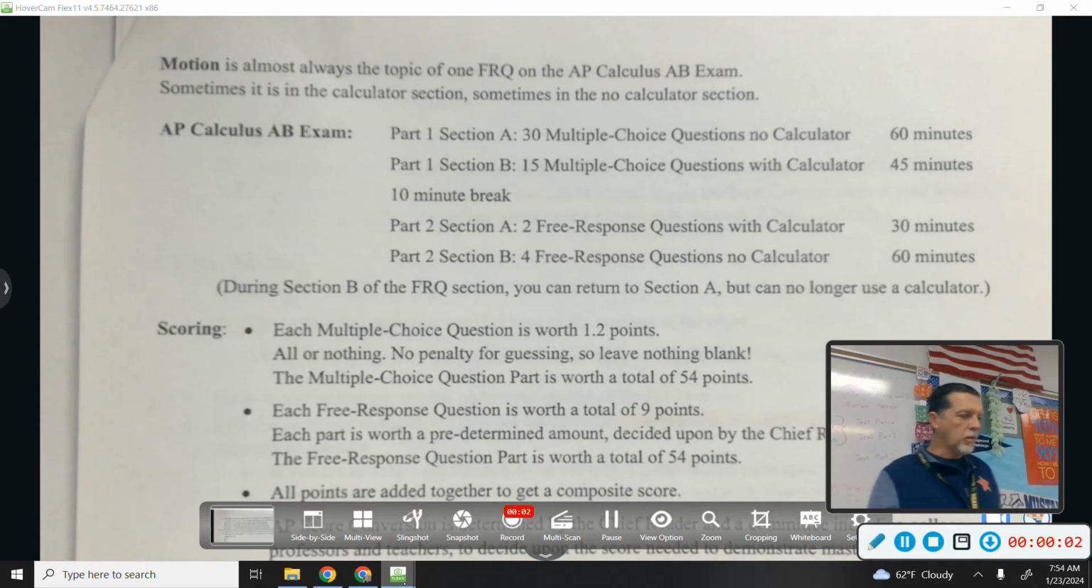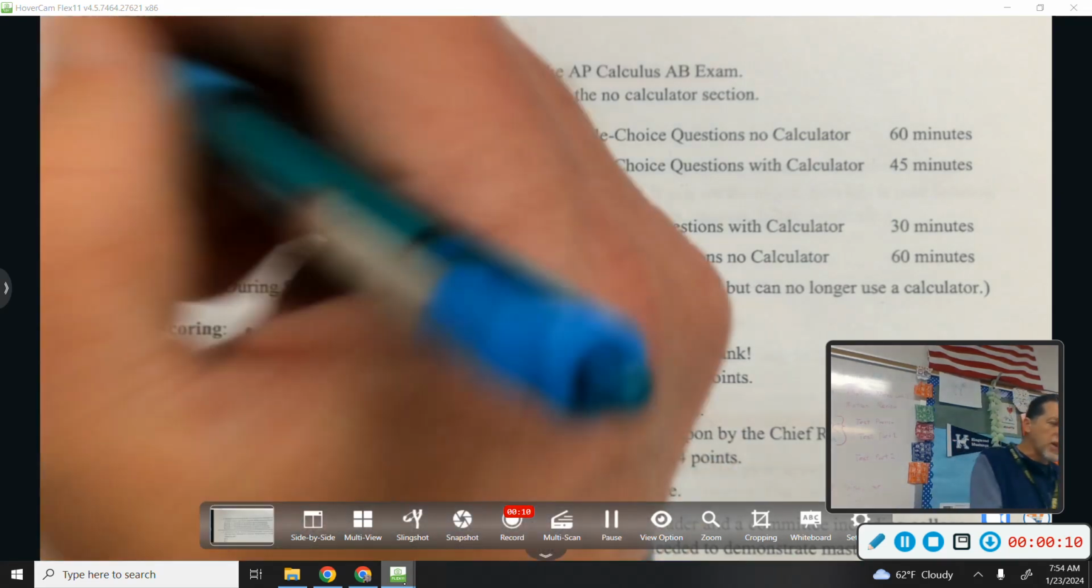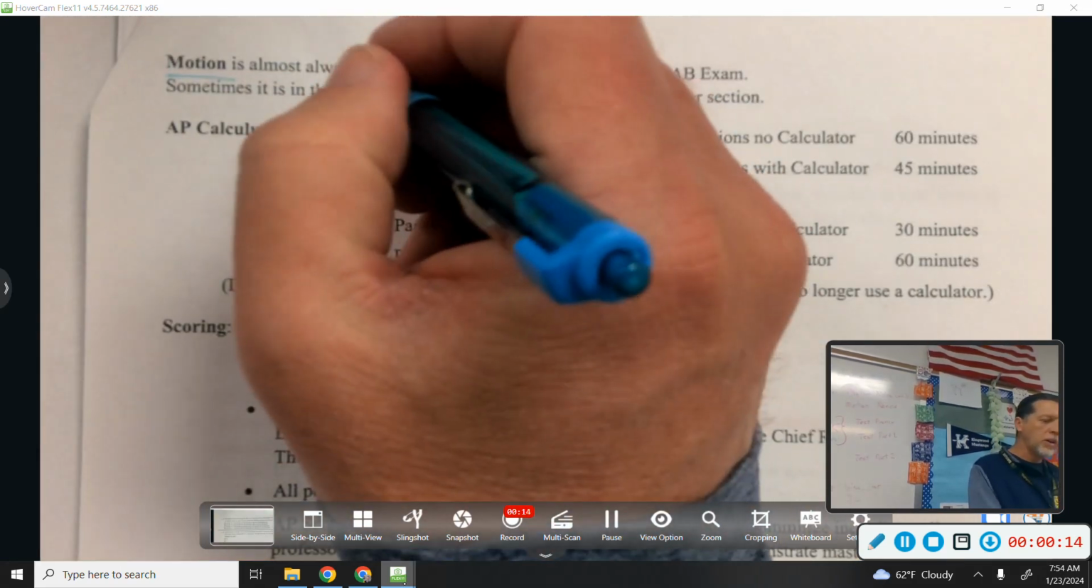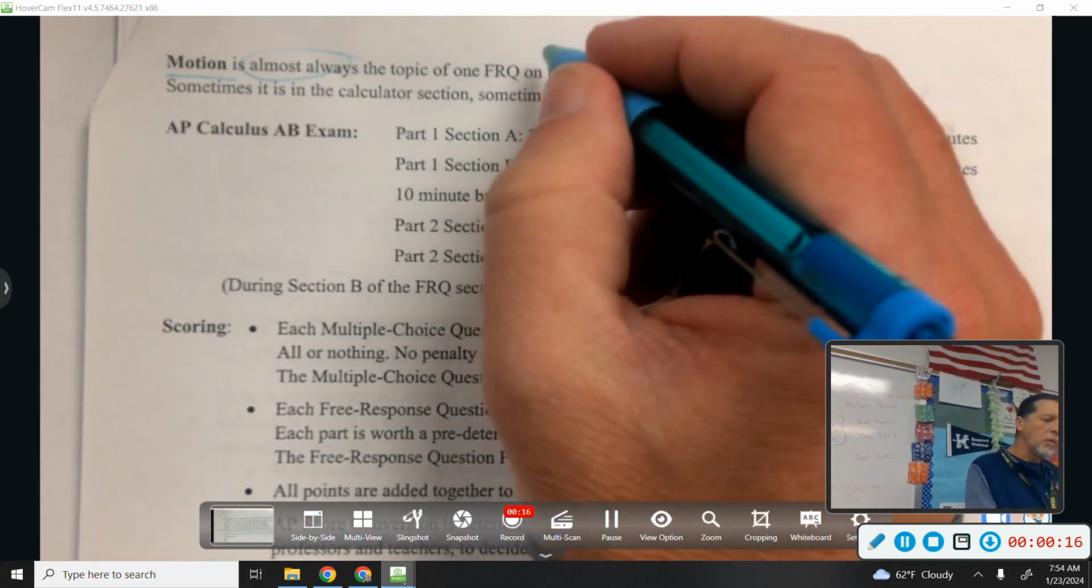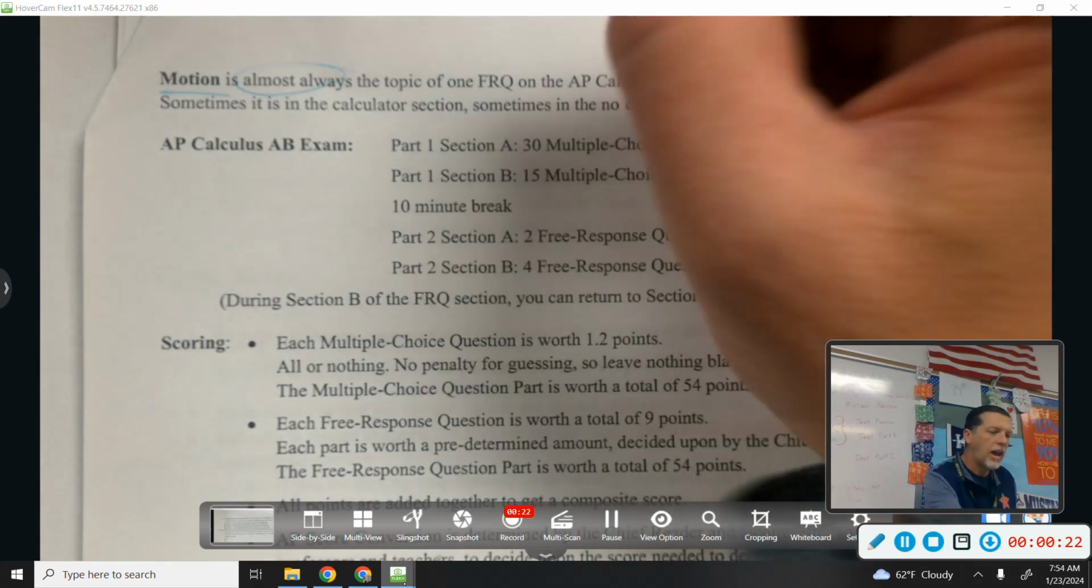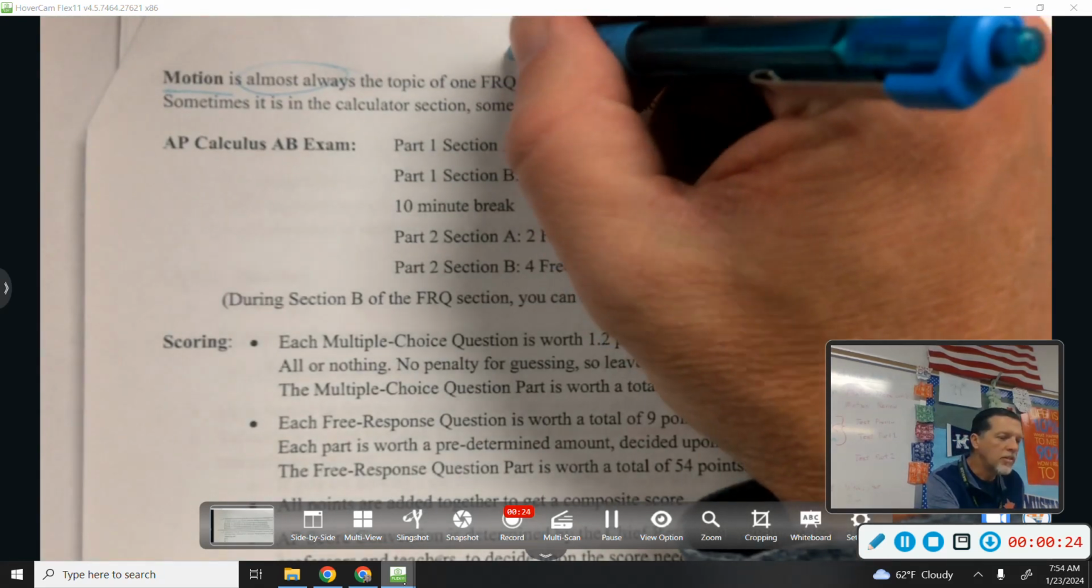Okay. The reason we put it here is, hey, we're getting close to the end of the new stuff. At spring break, we're done with new stuff, and we shift toward reviewing. But we'll talk about it here because motion is almost always, never say always, but almost always, one of the free response questions on the AP test. And one of 6.